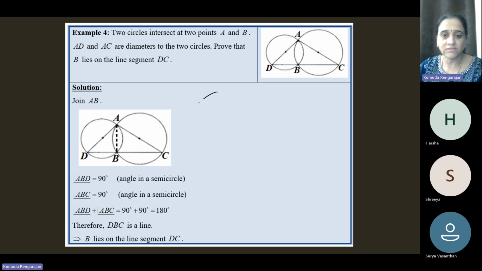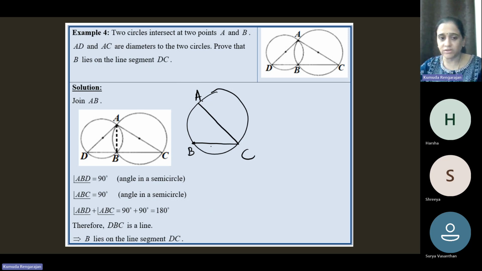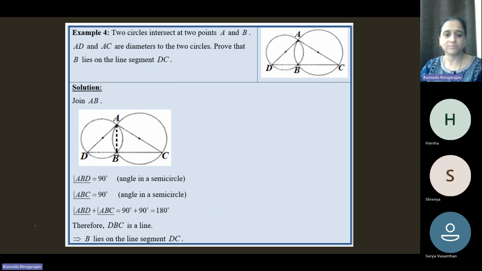Second circle. Where is this point B on the second circle? Yes, it is on the second circle. And AC is the diameter, it's given. Join the ends of the diameter to this point B. Join C to B, A to B. 90 degrees, angle in a semicircle is a right angle. So now the sum of these two angles is 180, which means angle DBC is equal to 180 degrees, which proves that B lies on DC.